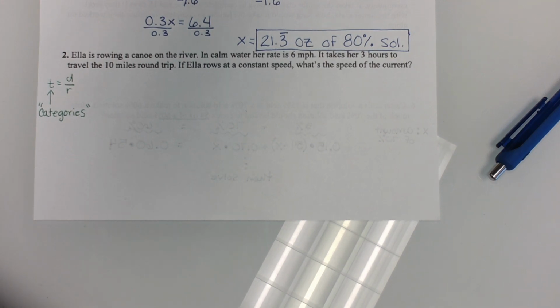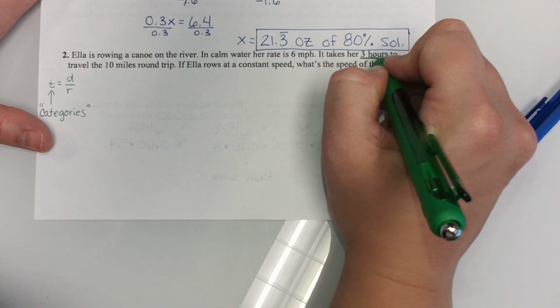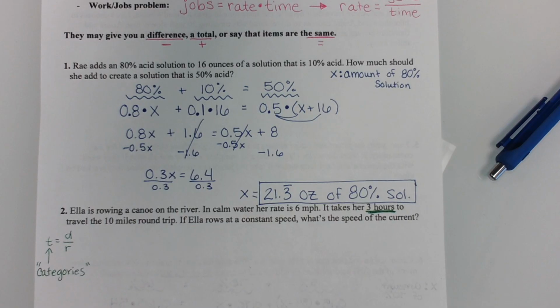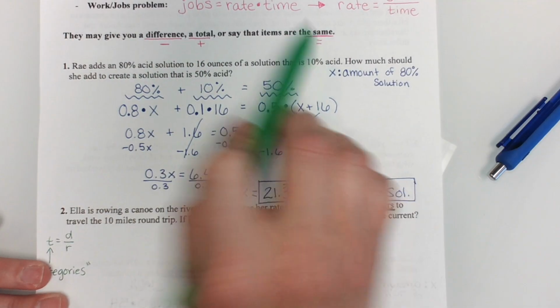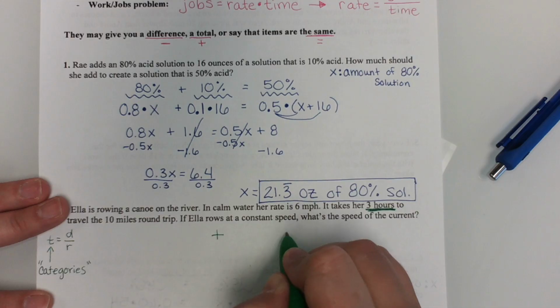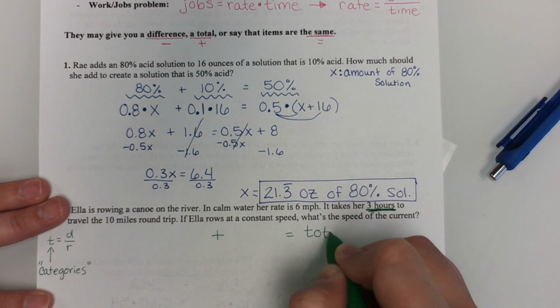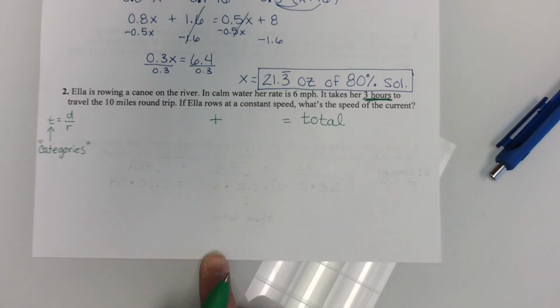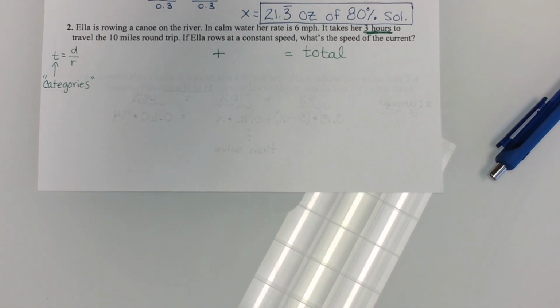What was that? Takes her 3 hours. Is it telling you 3 hours is a difference in time, a total of time, or saying things at the same time? It's a total time, which means I'm going to be adding two things together to equal the total time. The things that I am adding together are the things that take up time. She's traveling down the river. But there is a difference because it's a round trip.